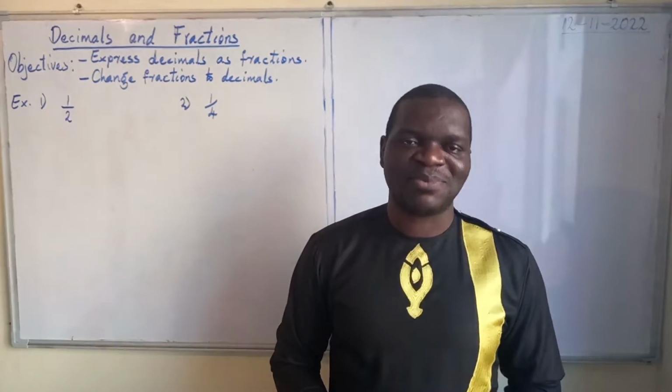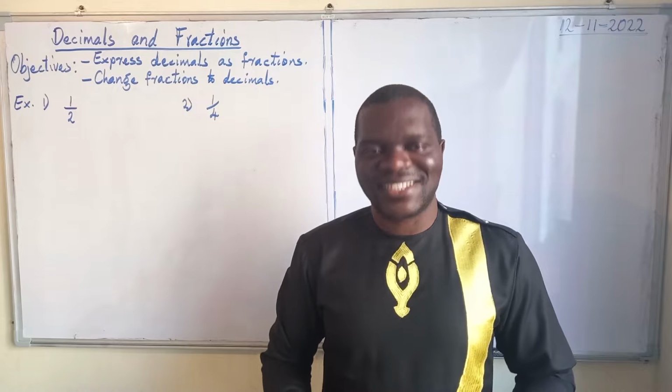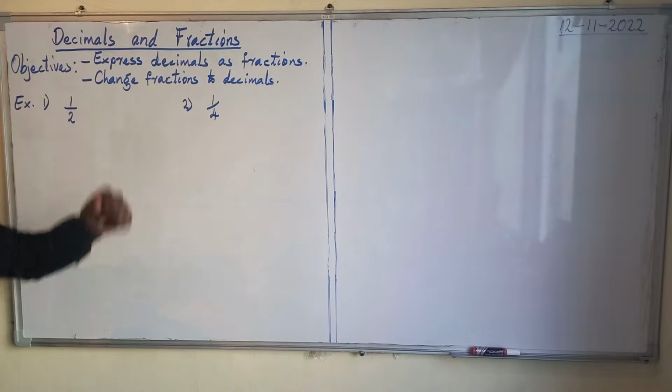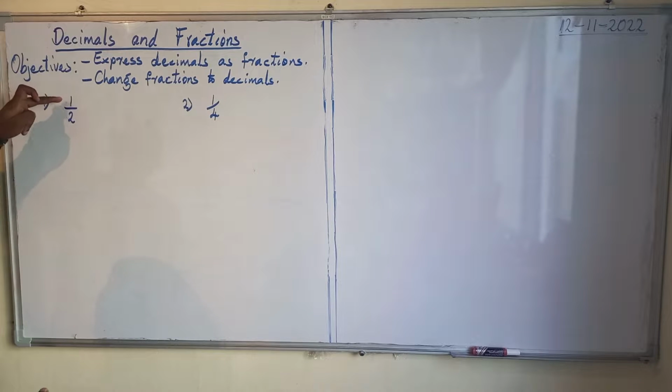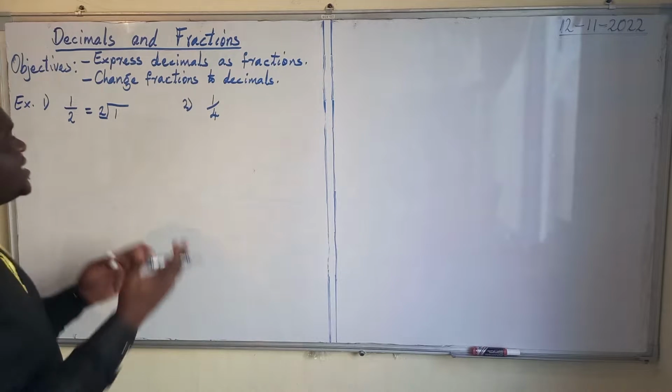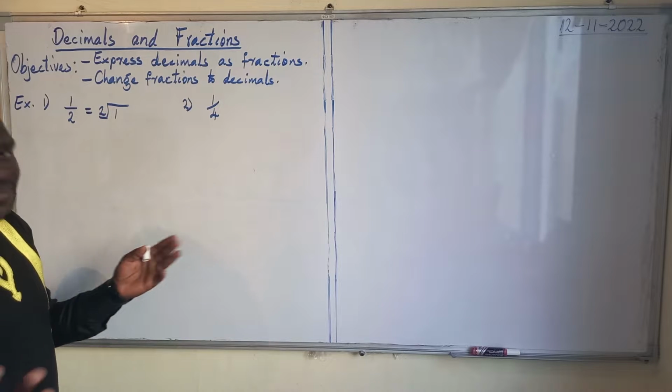Let's go to some examples so we can better understand the lesson for today. To change 1/2, which is half, to decimal is to divide 1 by 2. That's the interpretation of this. 1 is the dividend and 2 is the divisor. 1 divided by 2, we know 1 is less than 2, and so it's difficult to divide.